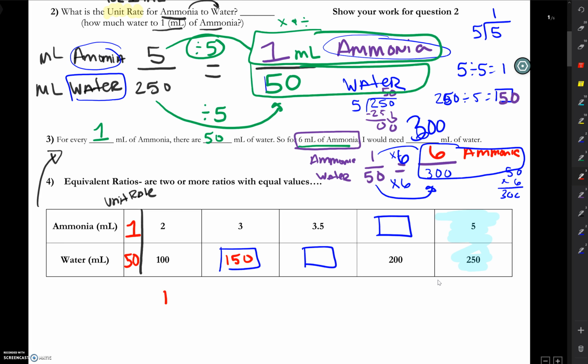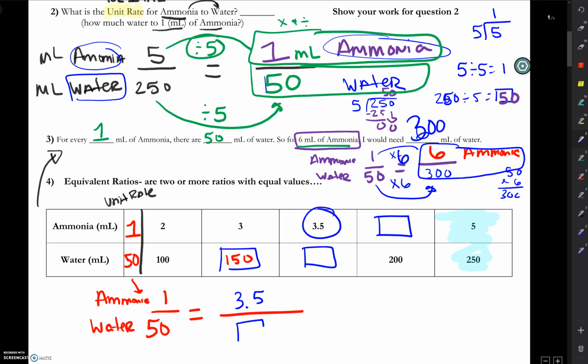Now we don't have a 4 yet, but we're going to 3.5. And I can use my table, and so now I want to know for 3.5. So I'm going to put 3.5 here, and I'm going to put a box down here. So how do I go from 1 to 3.5?